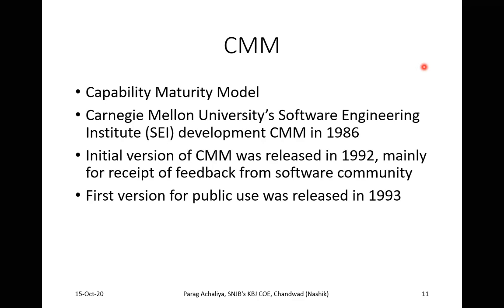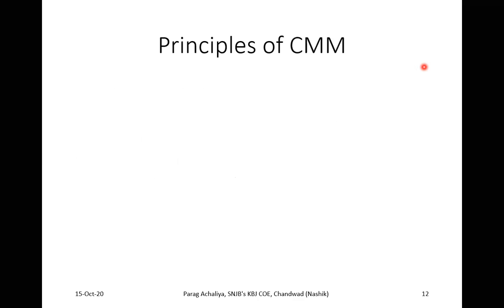The first version for public use was released in 1993. In 1992, they released their initial version that was limited to that university's Software Engineering Institute. But later on, they took 1 year to release that first version for public use. Which are the various principles of CMM? On which principles does this CMM work?